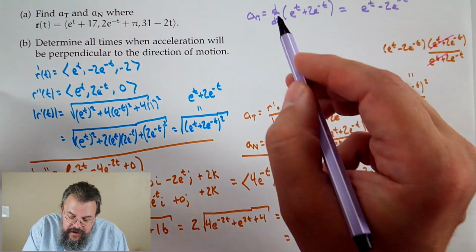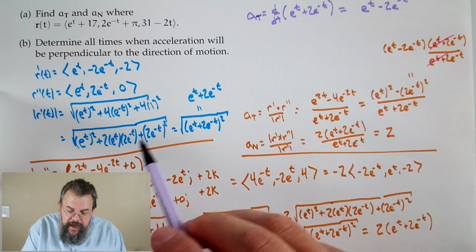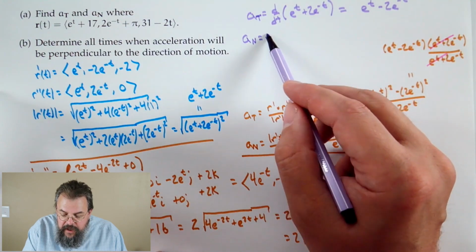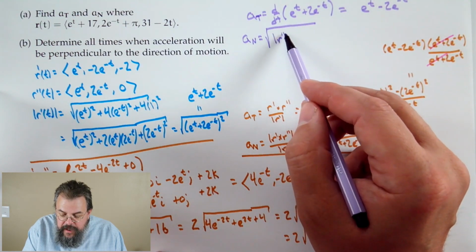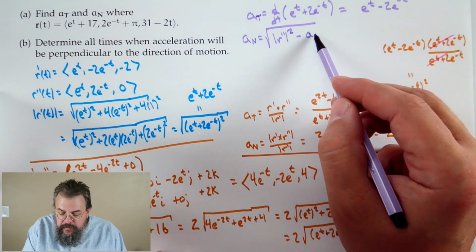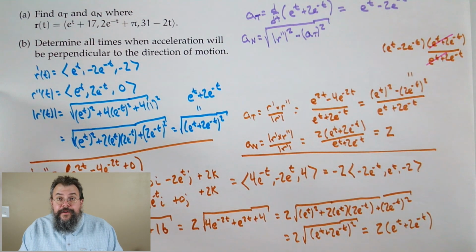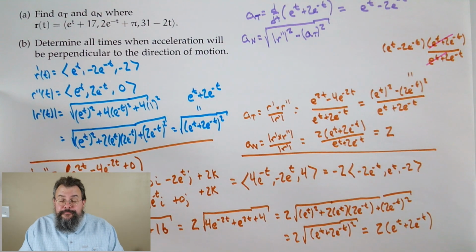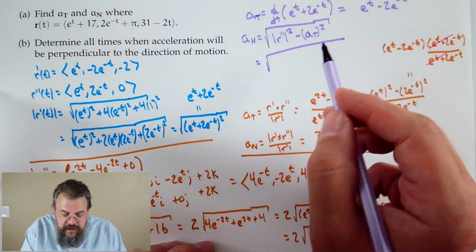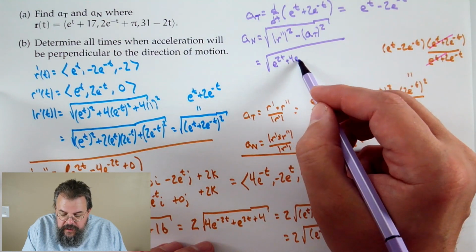That's a sub t. All right, let me just make that clearer. What is our magnitude of r double prime? Well, actually, we'll just say, look, a sub n is the square root of the magnitude of r double prime squared minus a sub t squared. Okay, so we've got to figure out what that all becomes. So the magnitude of r double prime squared, well, you just square each term. So that's e^(2t) plus 4e^(-2t).